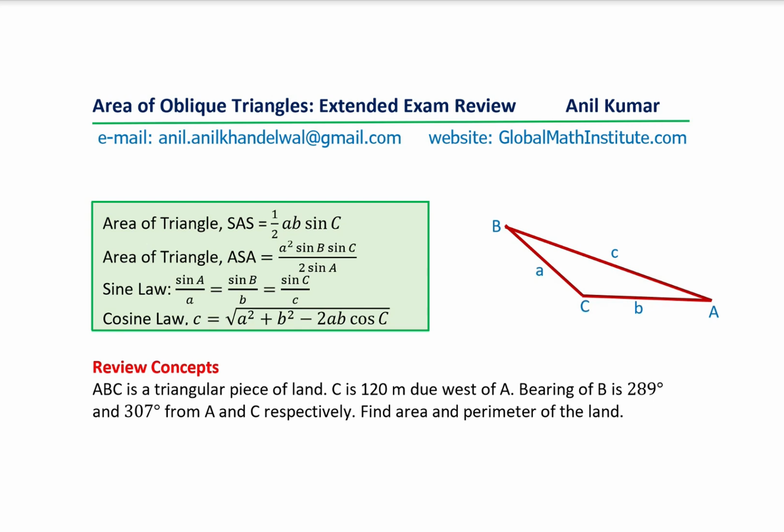So, what we have here is ABC is a triangular piece of land. C is 120 meters due west of A. Bearing of angle B is 289 degrees and 307 degrees from A and C respectively. Find area and perimeter of the land. So that's the question for you.